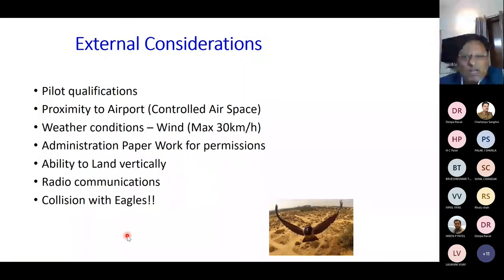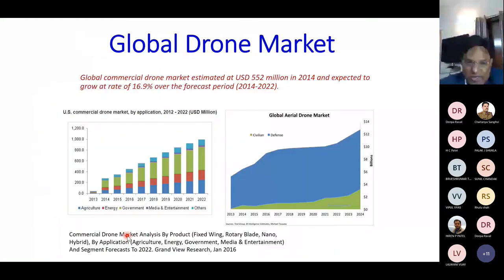There are external considerations as well. That means if there is an airport in the proximity, then you cannot fly. The pilot should be qualified. You have to take the administrative approval, and collision with eagles is also a risk. Sometimes there are big birds and eagles, so the drone should not collide with them, otherwise the drone will get damaged.